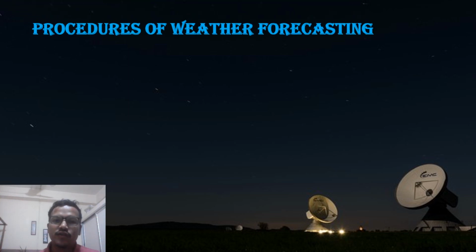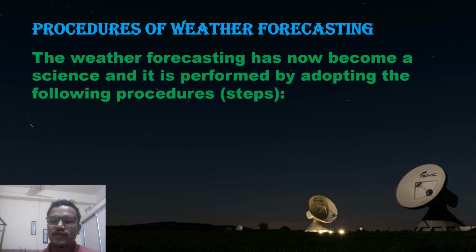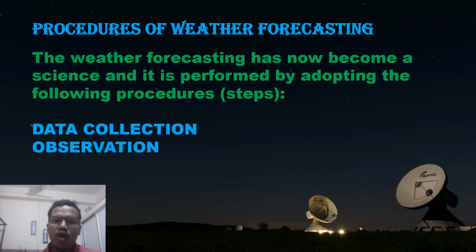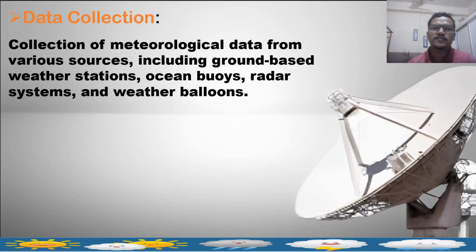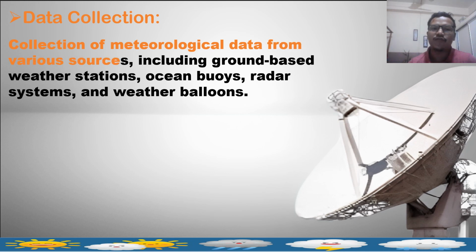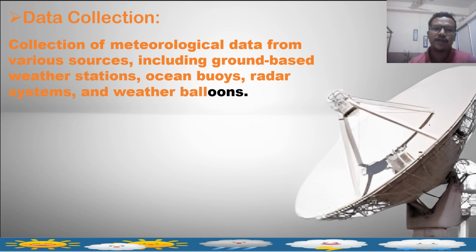What are the procedures of weather forecasting? What are the procedures or steps that are involved in this weather prediction using satellite communication? The first is data collection, observation, and data transmission, and many others. Now let us go one by one in detail. The first one is data collection. Collection of meteorological data from various sources, including ground-based weather stations, ocean radar systems, and weather balloons.